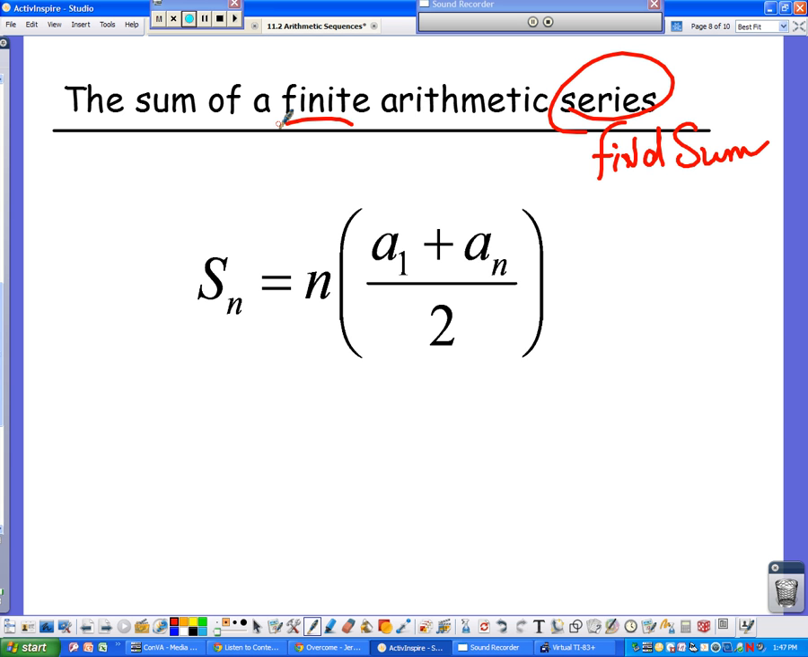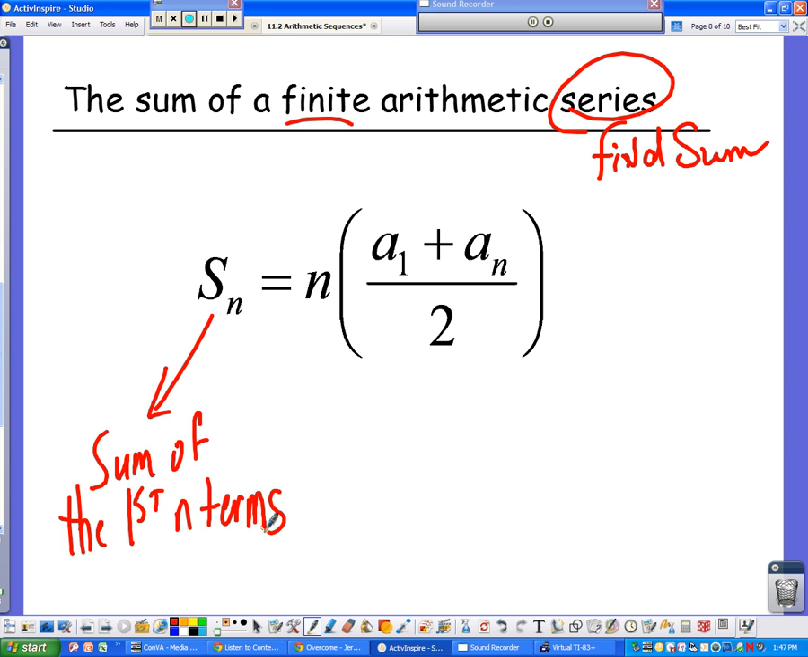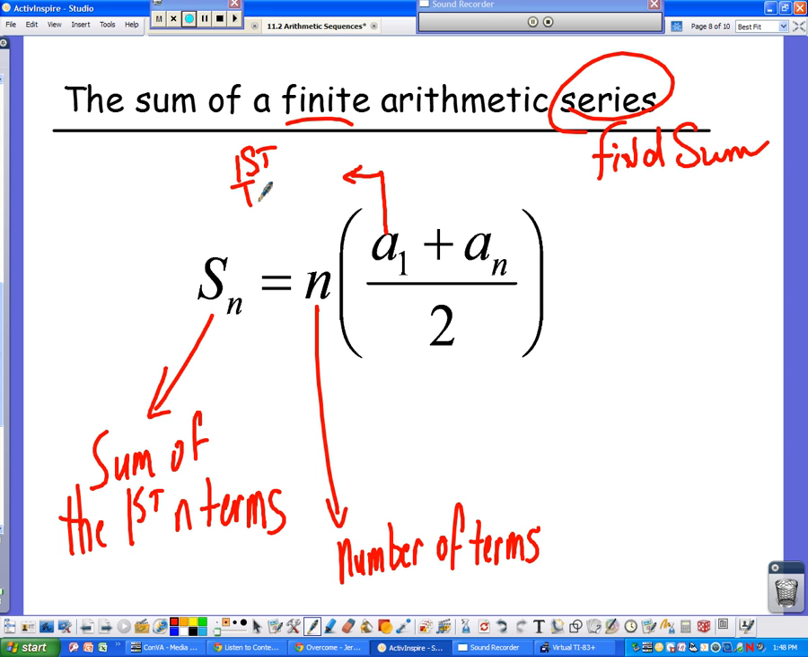The other thing, if you notice in the formula, it's S sub n, and this stands for the sum of the first n terms. This is the number of terms. So in other words, if I'm looking for the sum of the first 10 terms, that number is going to be 10. This is going to be the first term. And this right here is the last term in the sequence. Remember it's also known as the nth term. So if I was looking for the sum of the first 10 terms, that would be the 10th term then. And n just refers to however many we want.